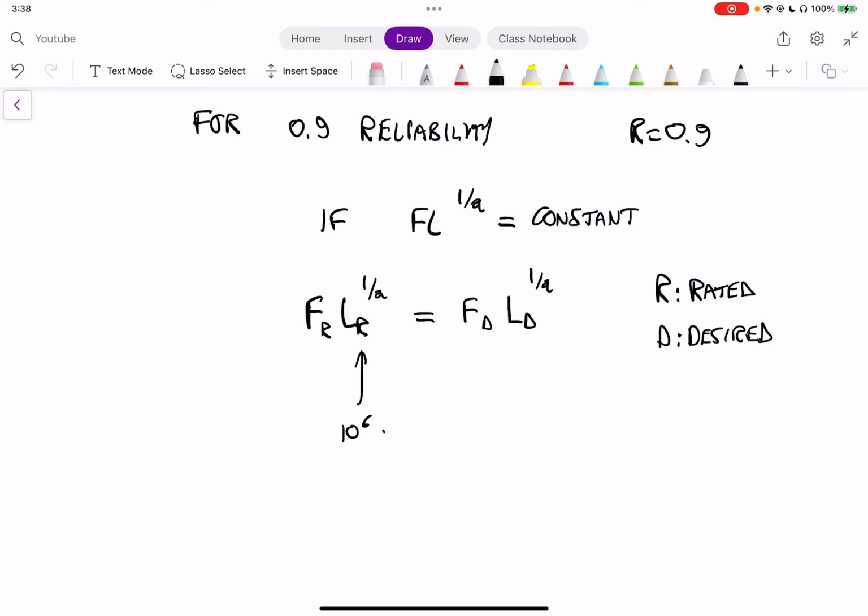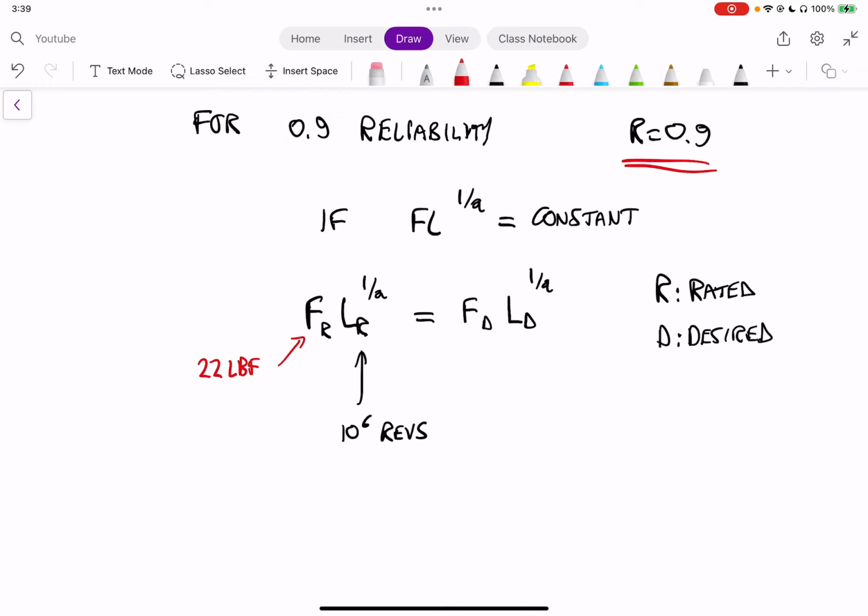Okay, so we know that this is 10 to the 6 revs. If we test at 10 to the 6 revs, we can figure out when we have 90% reliability. When we have 90% reliability, we can test for different forces and we can figure out a force rated. So we can say, for example, the force rated will be 22 pound force. Okay, just making it up.